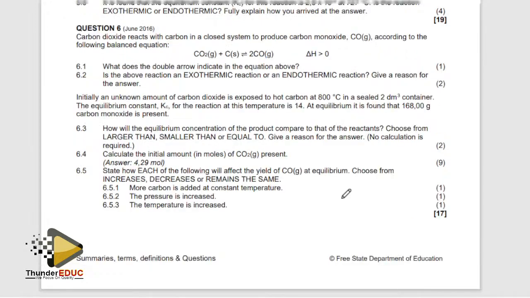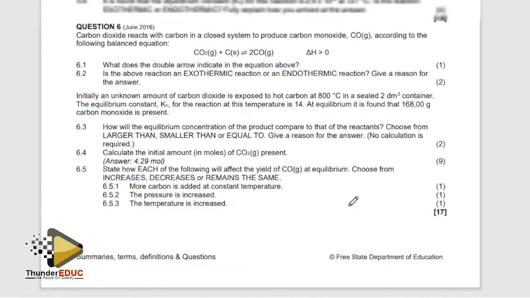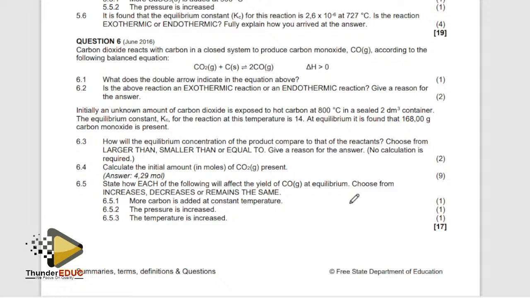Don't you think this one is good? This one could be good. Question 6.